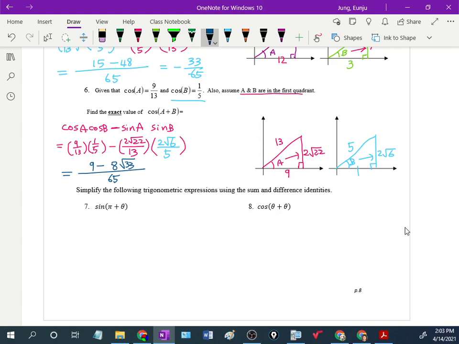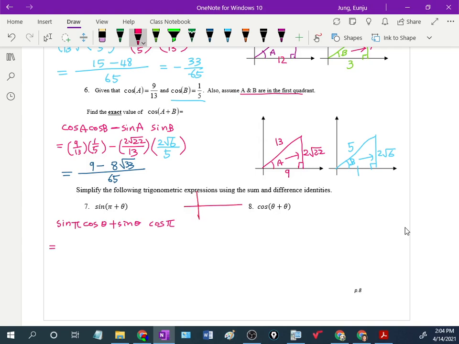So let's think about how to do this problem with pi and theta, okay? So can we use some identity? Sure, sine of a plus b. Sine A cosine B, and then cosine A sine B. So we switch angles, ABBA, plus sign in the middle. What is sine pi?